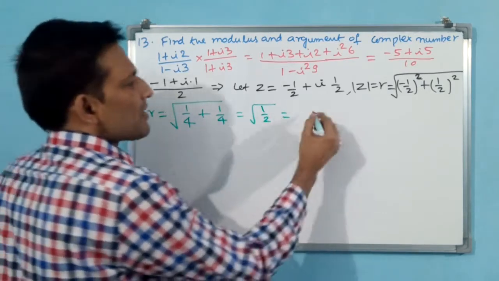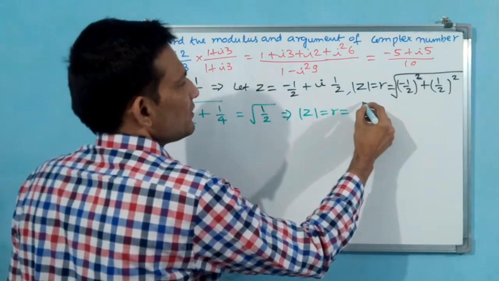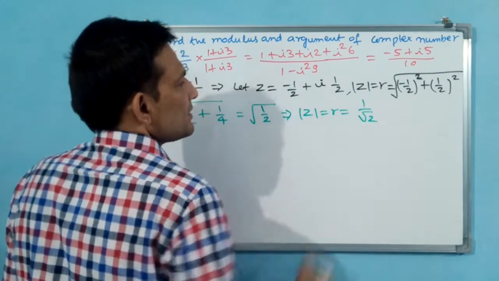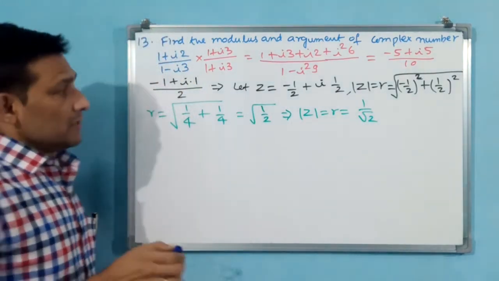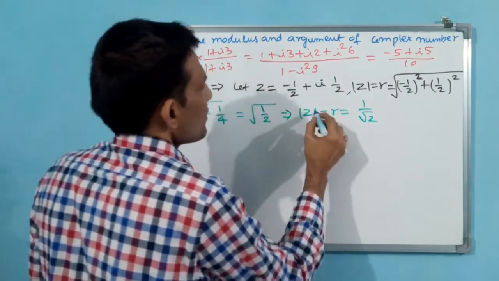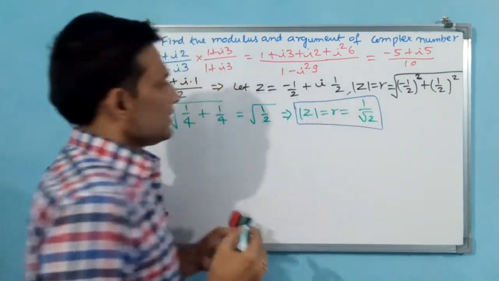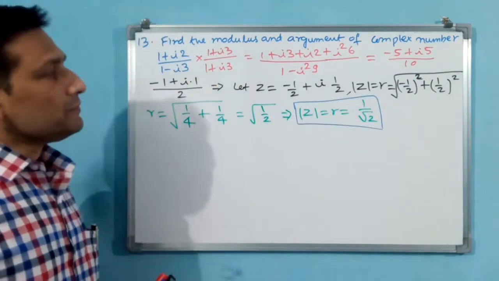But finally what will r come to? Modulus z, r is equal to 1 by root 2. This you box, because 50% of the question is over. Modulus is this one only: 1 by root 2.